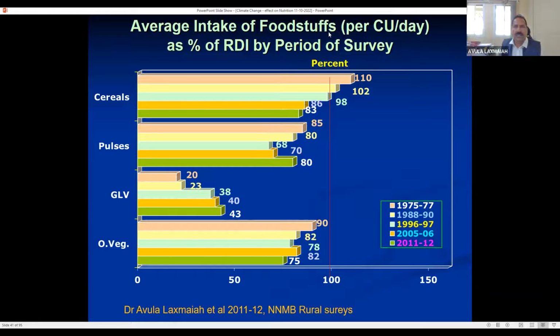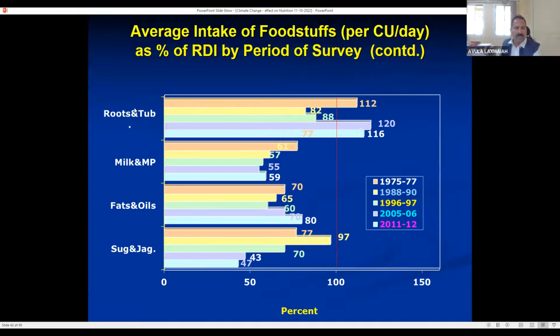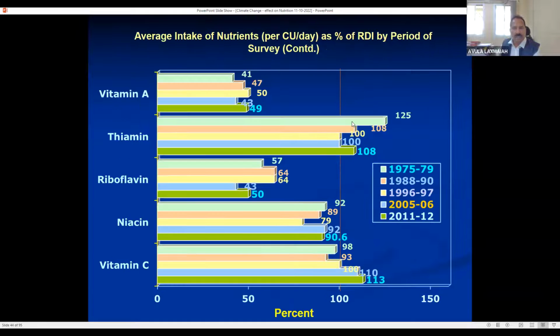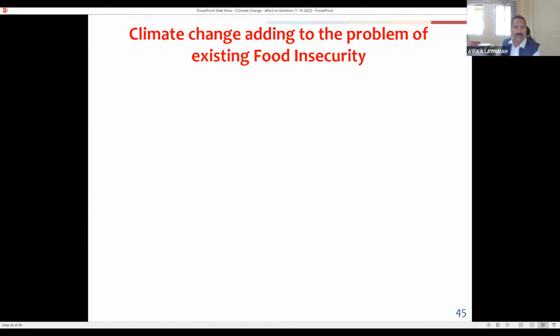And on the average intake of foodstuffs, even over a period of time, there is a decrease in cereals and pulses. There is no change. Little improvement in GLV and other vegetables. There is no change in roots and tubers, milk and meat. Fats and oils are almost the same. And sugar and jaggery is still decreasing, which is good also. So these are the existing scenario.